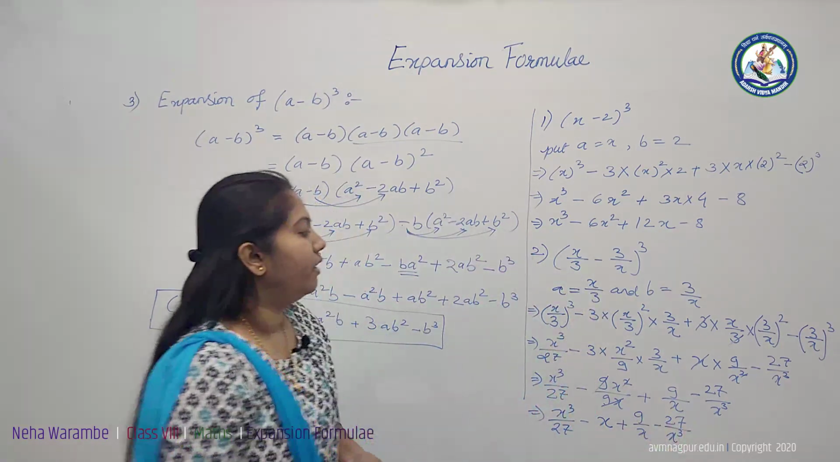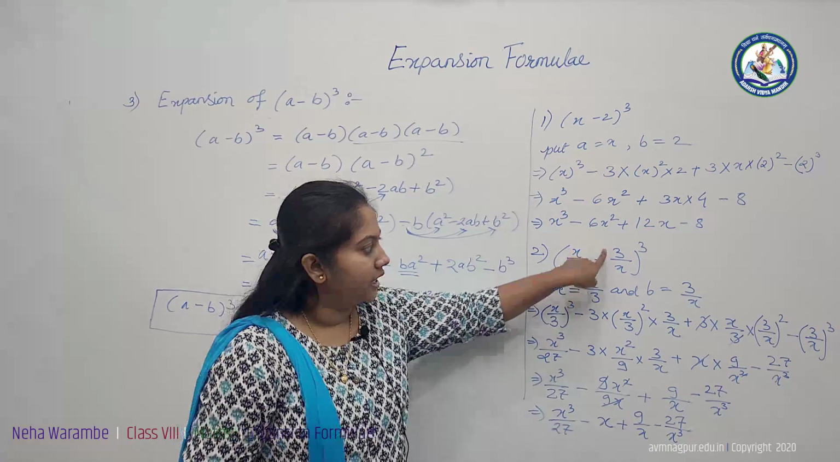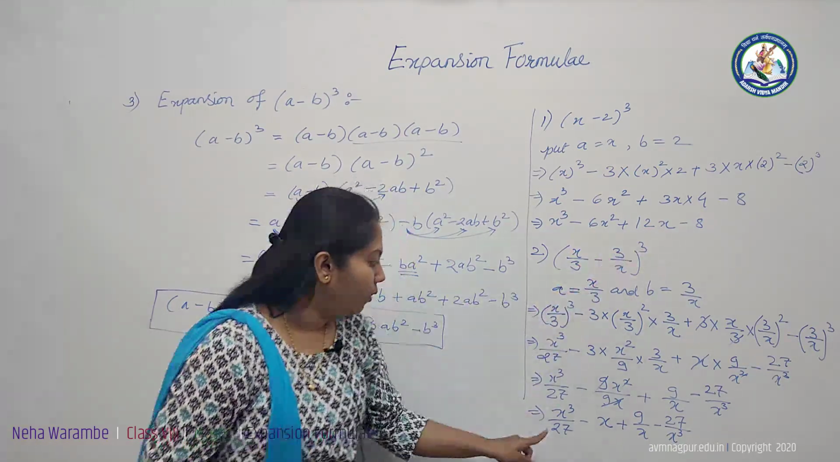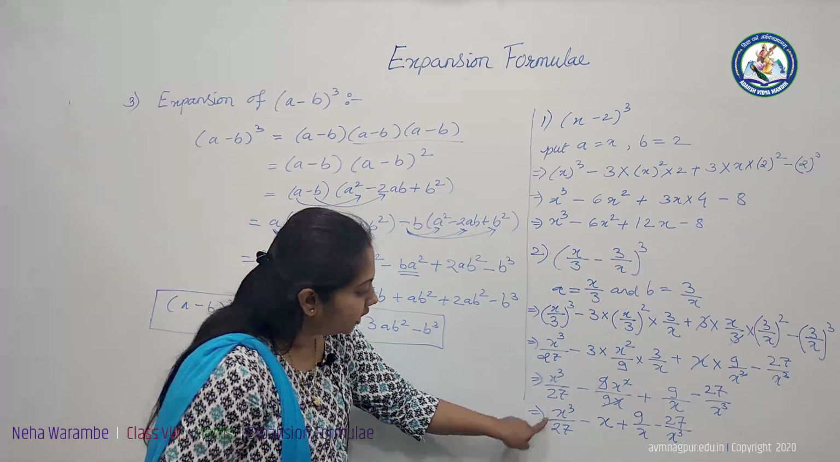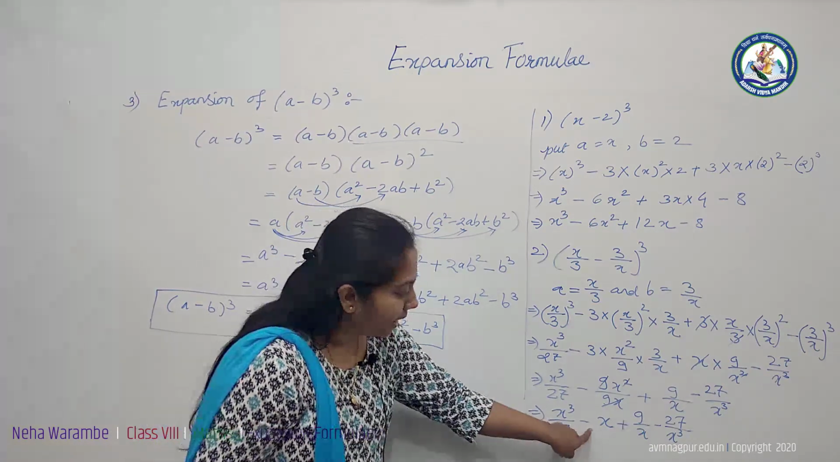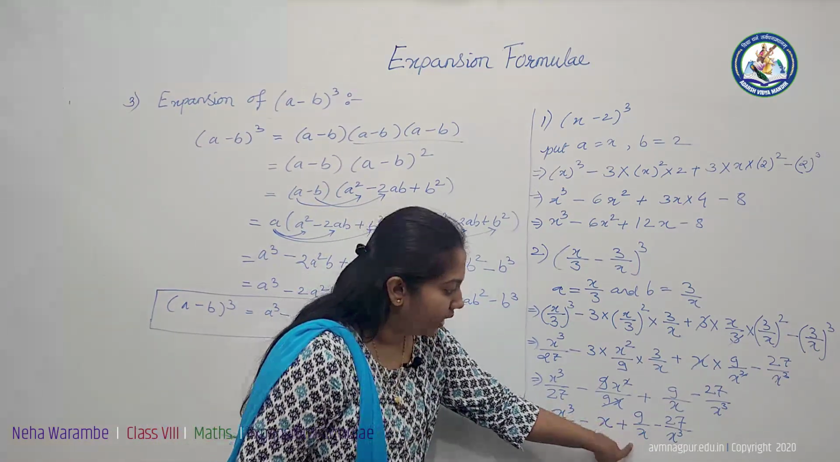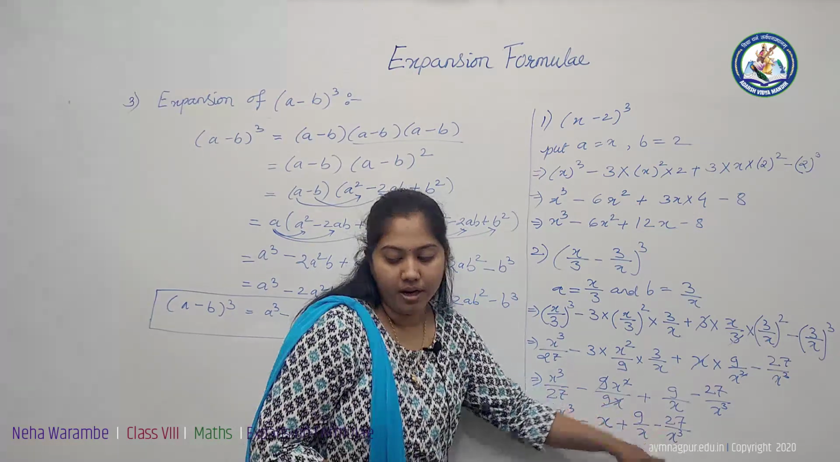The expansion of x upon 3 minus 3 upon x whole cube is equal to x cube upon 27 minus x plus 9 upon x minus 27 upon x cube.